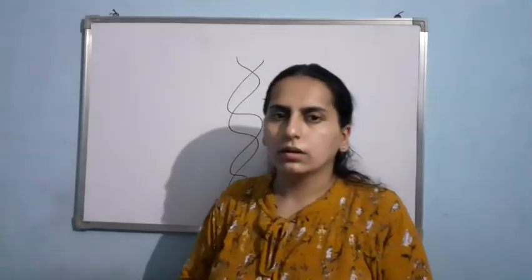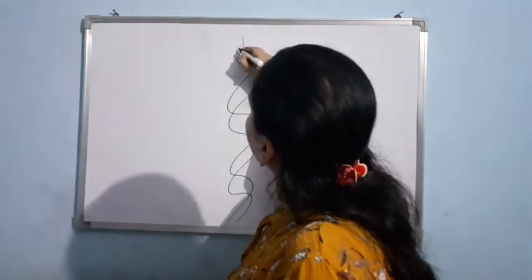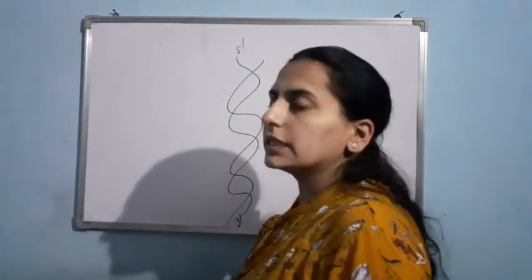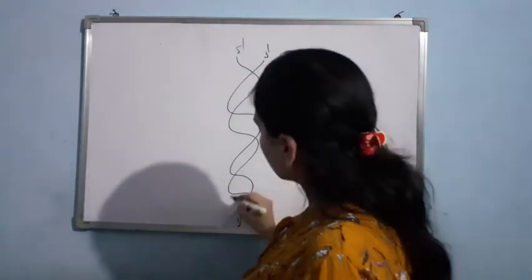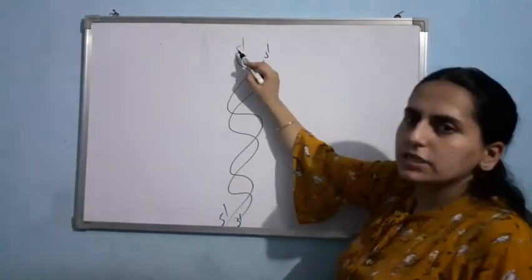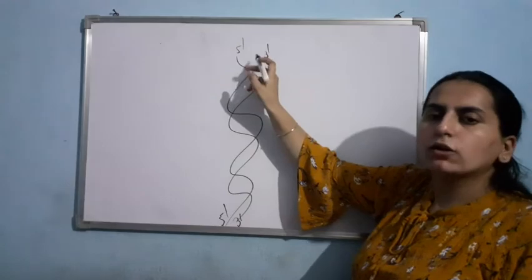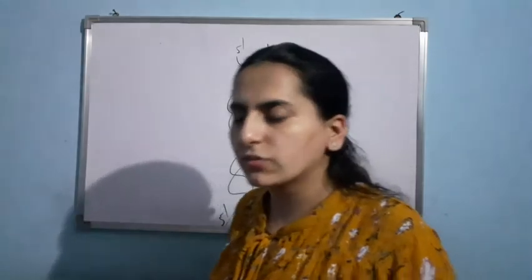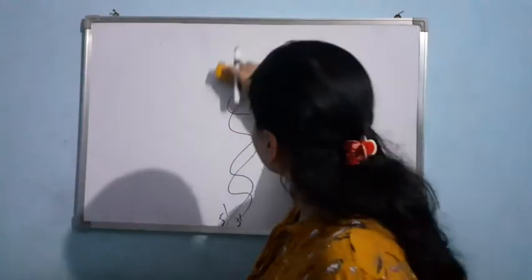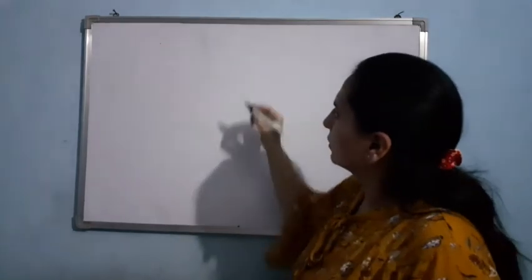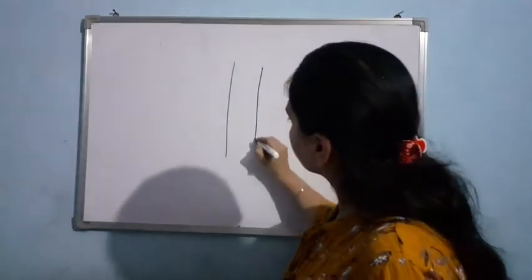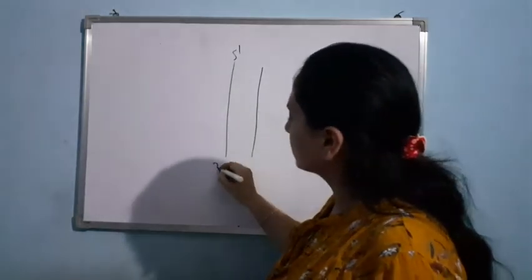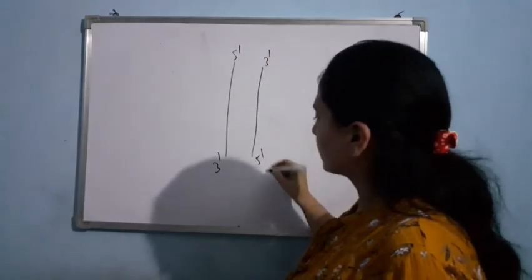Okay, so now what is the meaning of antipolarity? If one strand is 5' to 3', then the second strand will be from 3' to 5'. If the 5' end of one strand is there, then there will be the 3' end of the second strand. Now here comes the question: what is the meaning of 5'? What is the meaning of 3'? Now just see. Let me unwind it. It will be like this now. Earlier it was coiled, now let me unwind it. 5' to 3' and 3' to 5'. Now what is the meaning of this?